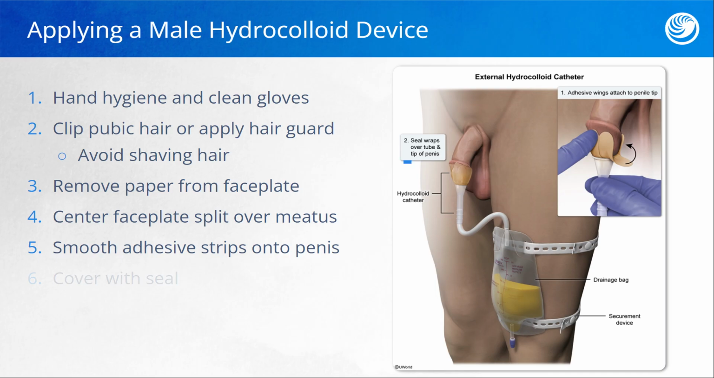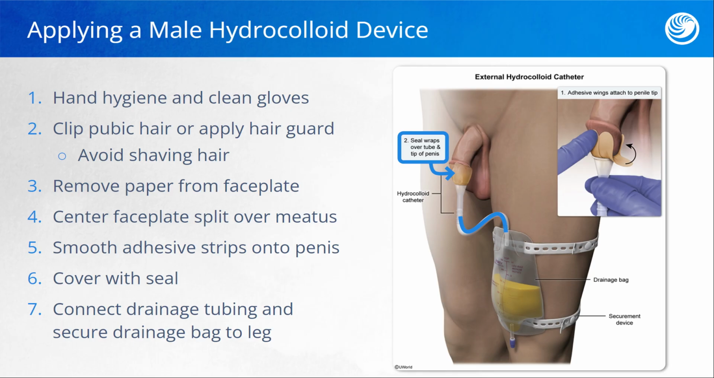The nurse will then cover the device with a seal. The last step the nurse will take is to connect the catheter to the drainage bag, allowing there to be slack in the tubing. The nurse will then secure the drainage bag to the leg.